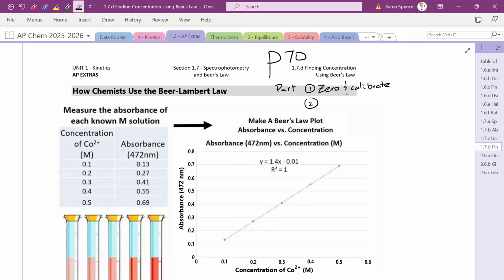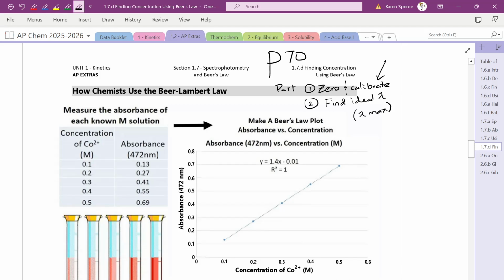I actually don't want all those things. I just want the broader strokes. So you zero, and yes, find the lambda max. Find the ideal wavelength. That's using the line. No, the blank is like zeroing and calibrating.